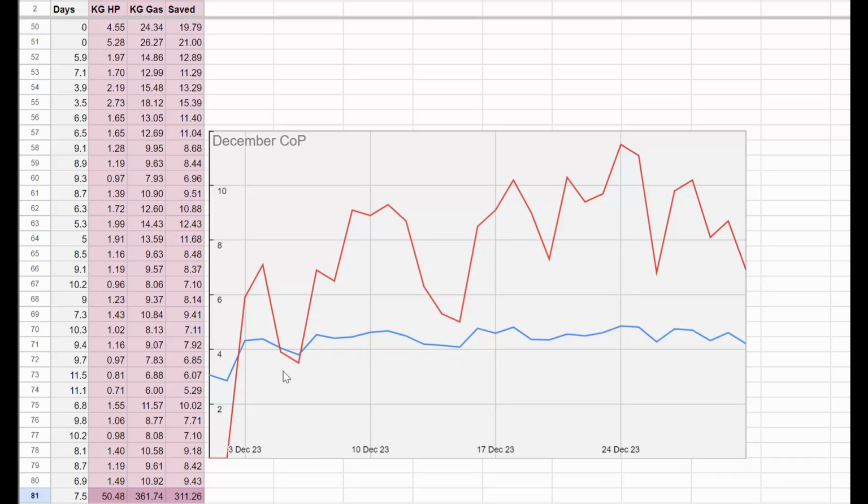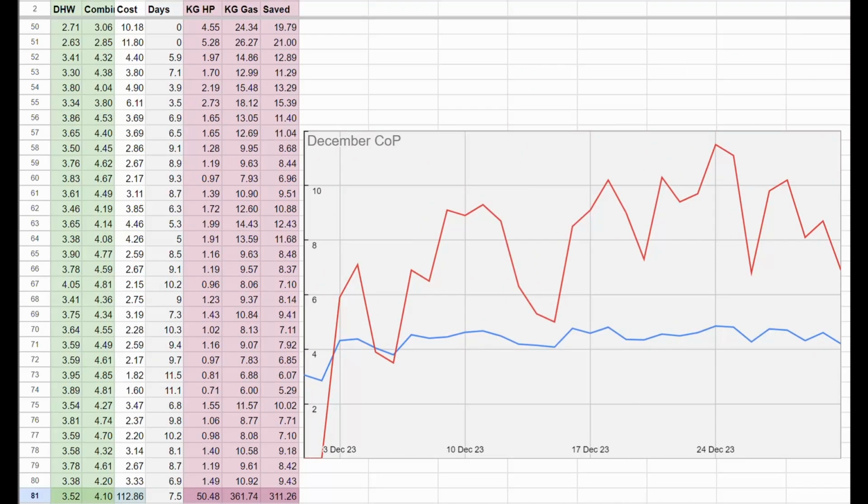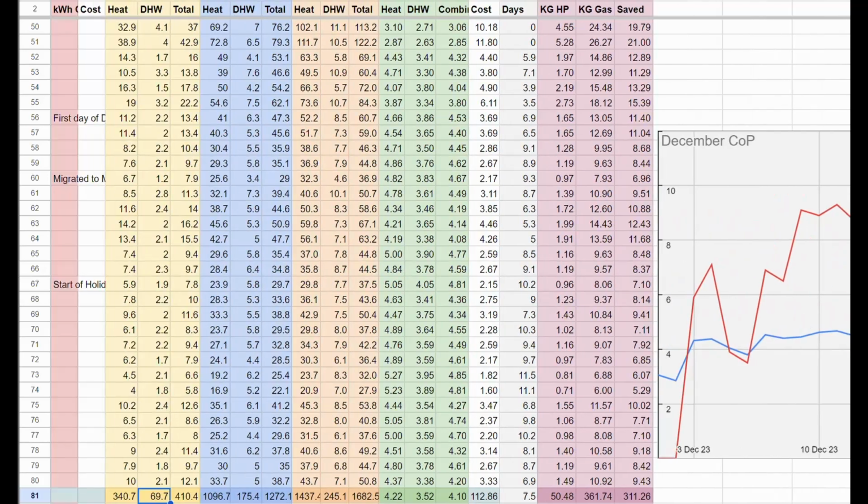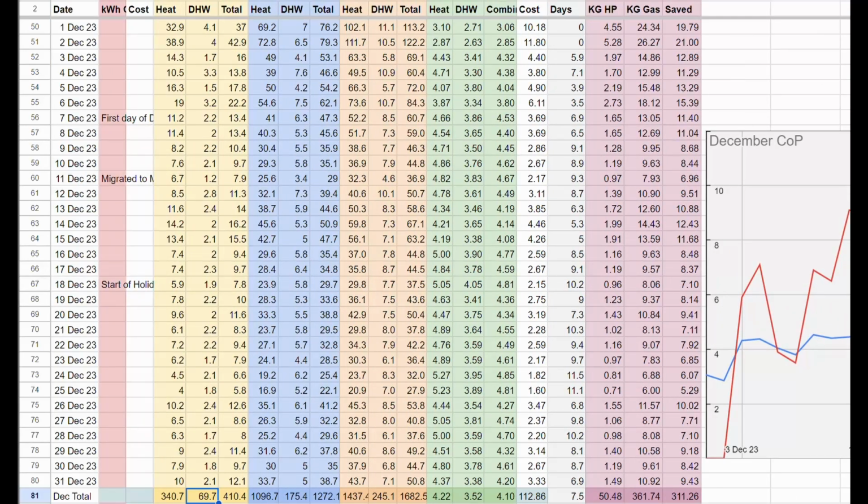And as you can see, for the vast majority of the month, obviously we had a few colder days at the beginning where we were down in the threes, but otherwise for the vast majority of the month, we were still well above the four in our coefficient of performance. What else did I want to share?